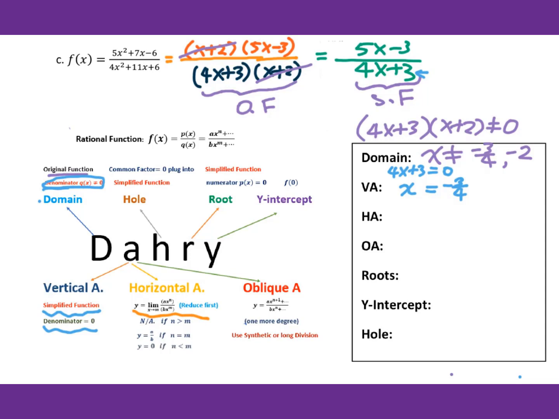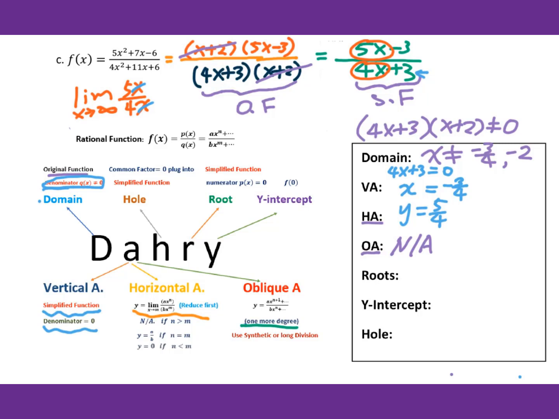You can only do domain by using the original function. The rest of the properties, you can use the simplified function. Therefore, for the limit, as x approaches infinity, using these two, 5x over 4x. Reduce this x, you will get 5 over 4. So y equals 5 over 4. No oblique asymptote line, because for horizontal asymptote line and oblique asymptote line, the relationship is either or neither. Or you can use this diagram: for an oblique asymptote line, you need 1 more degree.